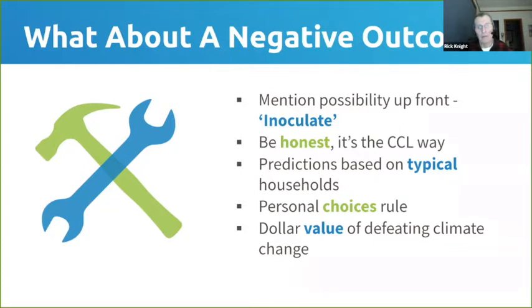One way is what some social scientists call inoculation. Mention up front before running the calculator that not everyone wins, and wealthier households typically consume a lot more energy. Be honest, because that's how we want CCL to be seen. It's the CCL way. Emphasize also that these are predictions based on how typical households behave, but no one is compelling you to drive, eat, buy, or give up anything. You still make your own personal choices about what you consume and what guides your buying choices.